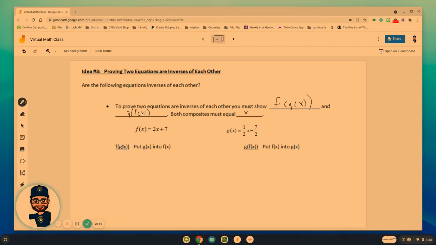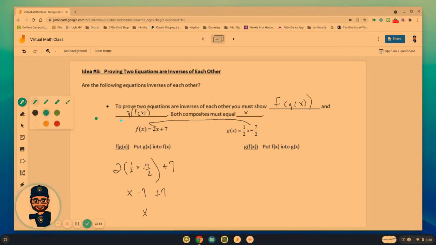So f of g of x, we're going to take this and plug it into the f function, or 2 times 1/2 x minus 7/2. Okay, so we put that in there, plus this 7. And then we're going to see what that equals. 2 times 1/2 x is x. 2 times negative 7/2 is negative 7. And then we've got this plus 7, where negative 7 plus 7 is 0. So for this one, we are left with x. That checks out.